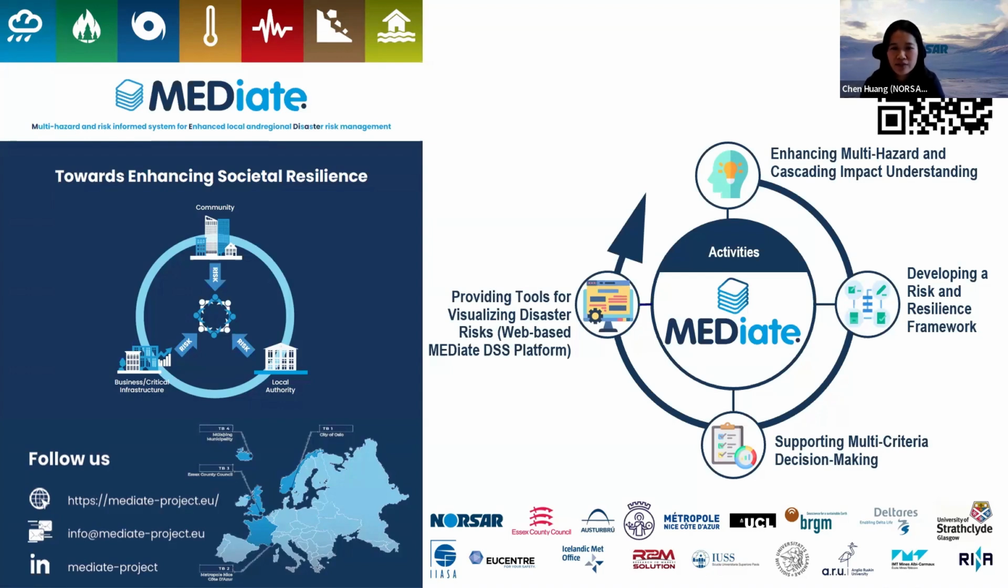The second one is developing a risk and resilience framework. So the current framework, mostly applied, is focusing on risk, a single component, where we emphasize resilience, particularly related to the critical infrastructure and how we can improve the management in terms of risk and resilience together.